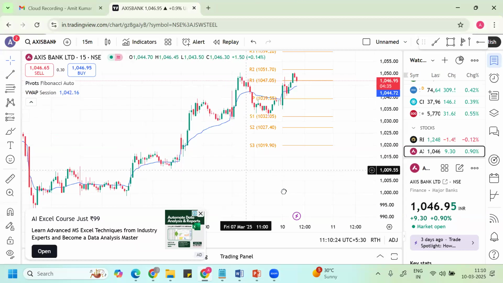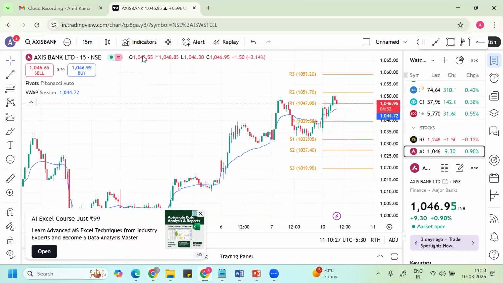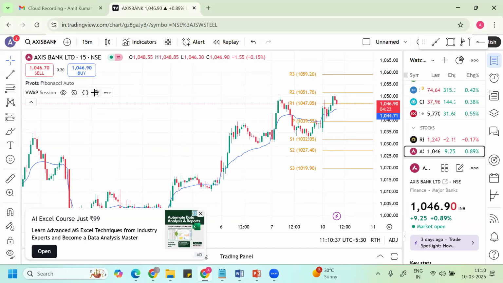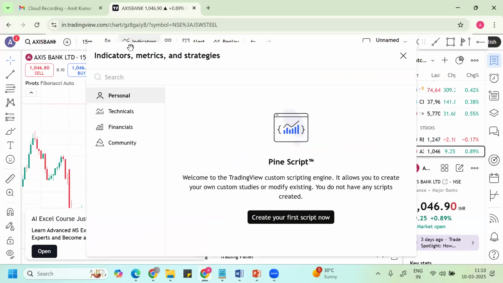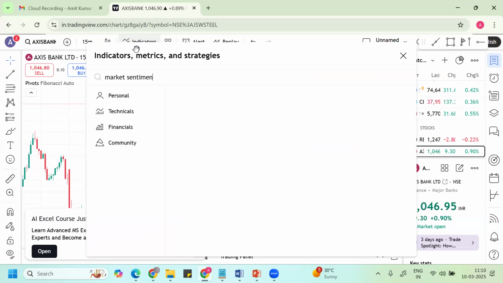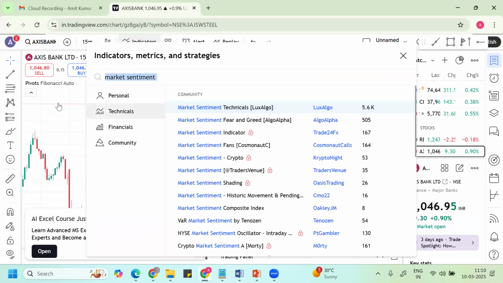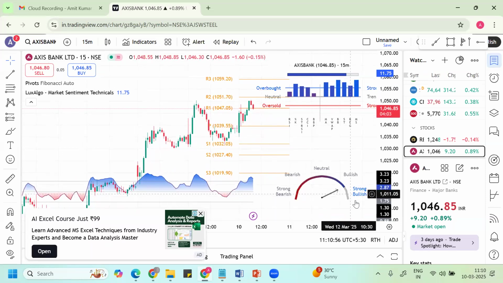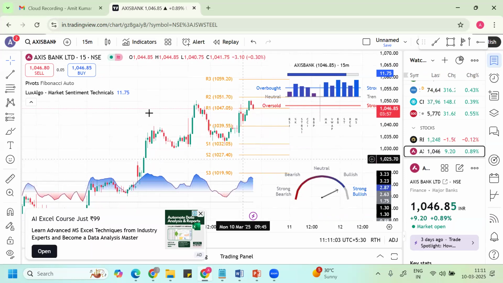Imagine you want to buy or sell any stock, like maybe I want to buy or sell Axis Bank. If you are in TradingView, you can go to indicators and search for the indicator called Market Sentiment Technicals by LuxAlgo, to know whether the stock is positive or negative, and how sure you can be about that. If you go there, you can see that this is bullish to strong bullish. Axis Bank is bullish to strong bullish, and the stock looks good for buying purposes.